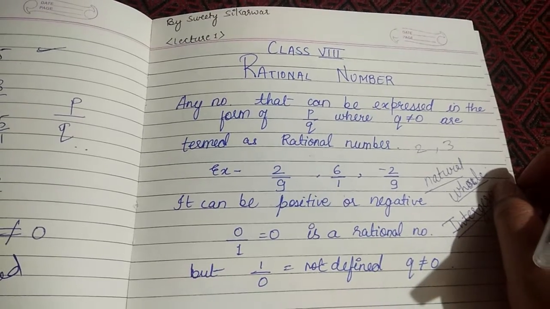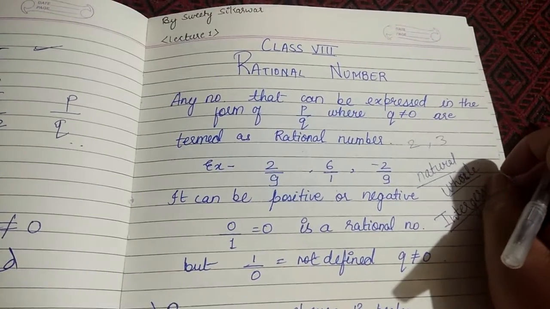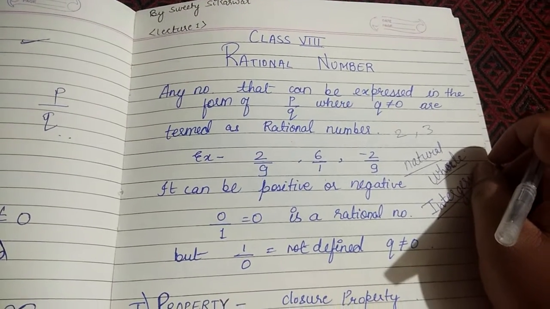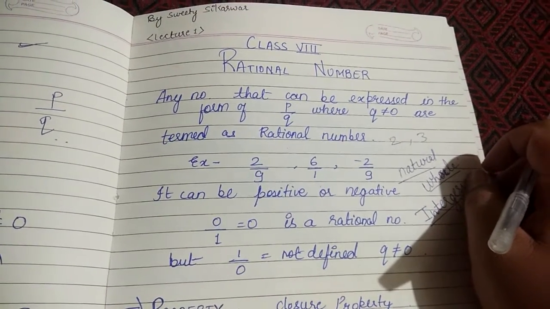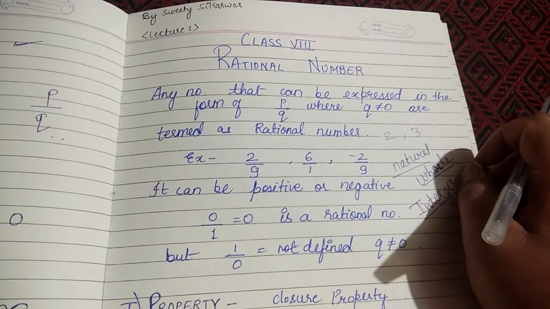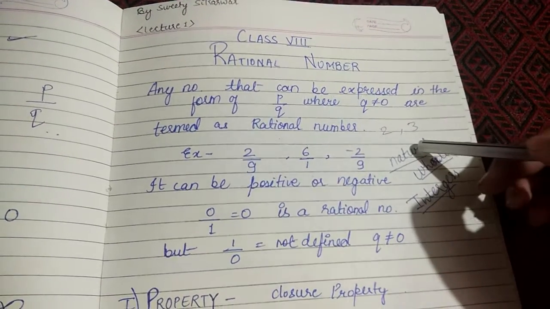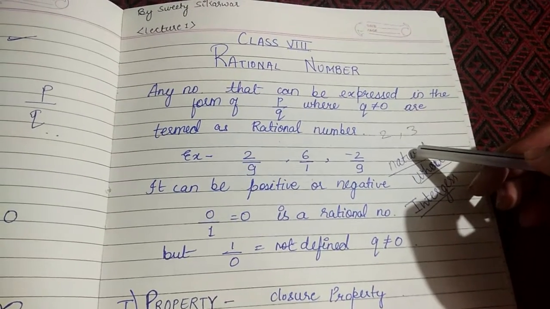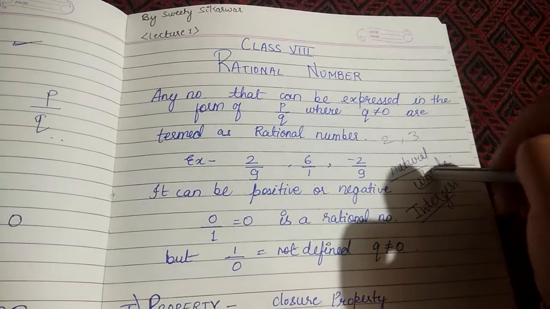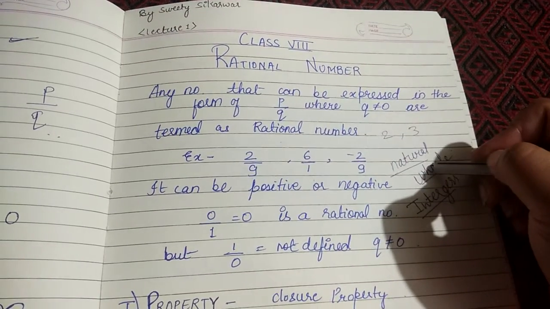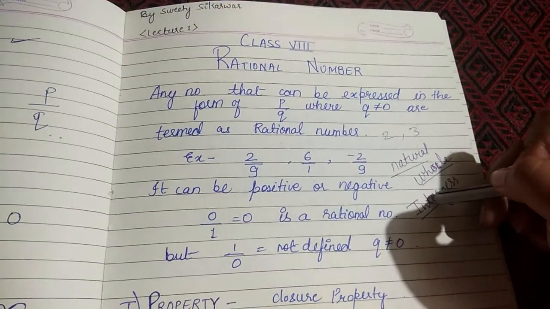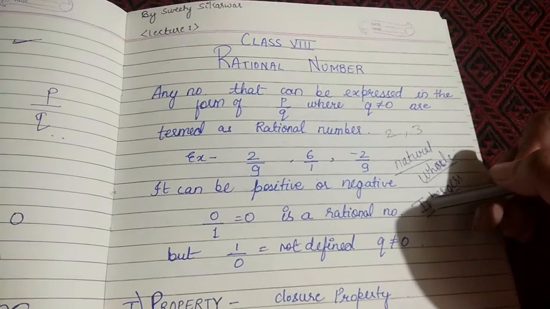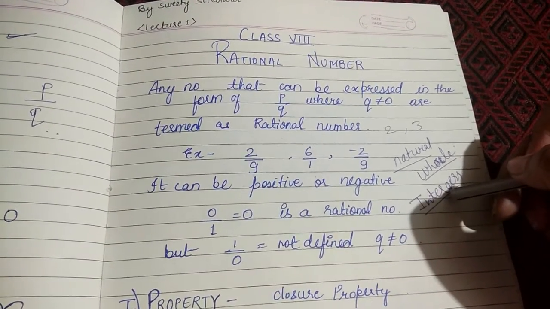Hello everyone. This is the introductory lecture for class 8, chapter 1, rational numbers. You all must be familiar with the different kinds of numbers. For example, we have natural numbers, the numbers that start from 1 and end at infinity. We have whole numbers, the numbers starting from 0 and ending at infinity. We have integers, all the positive numbers and their inverses come under the category of integers.